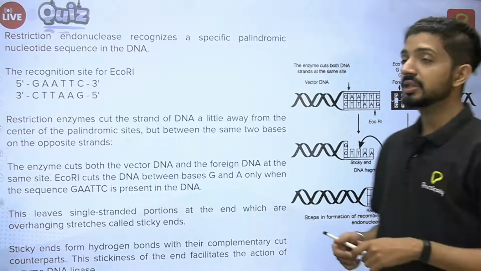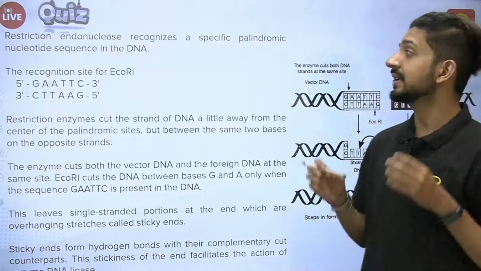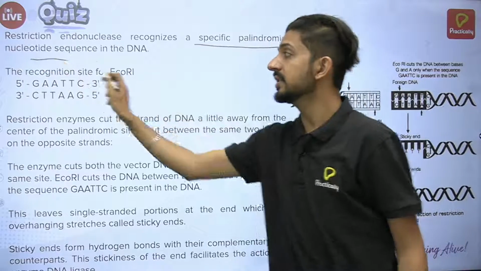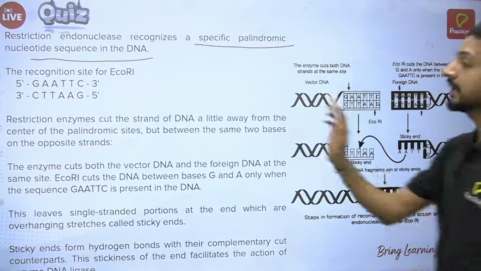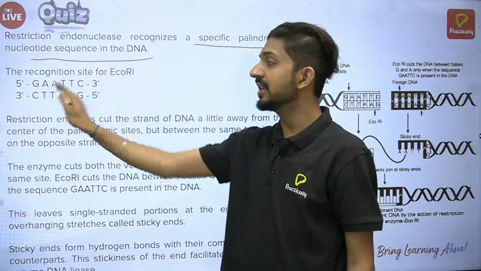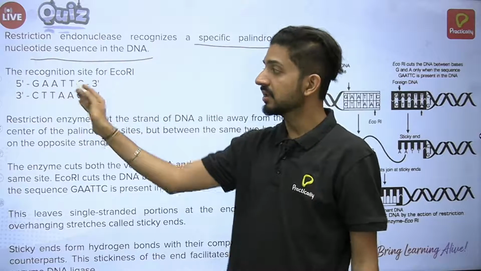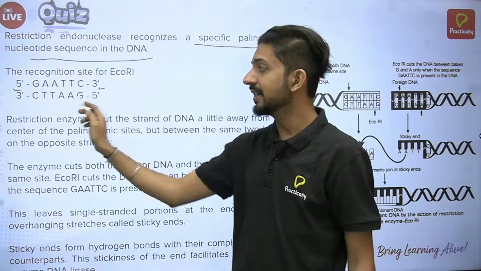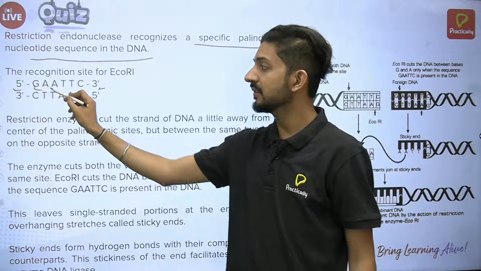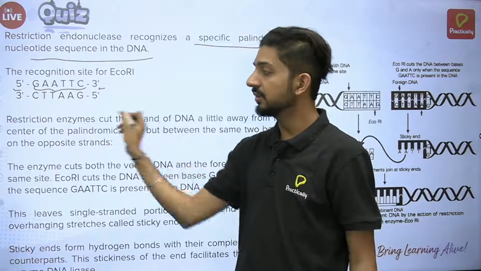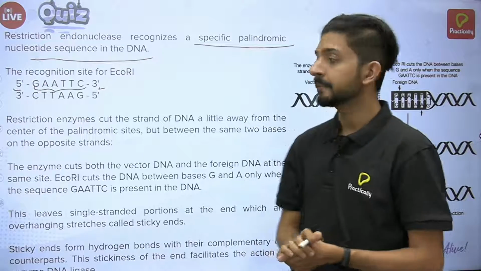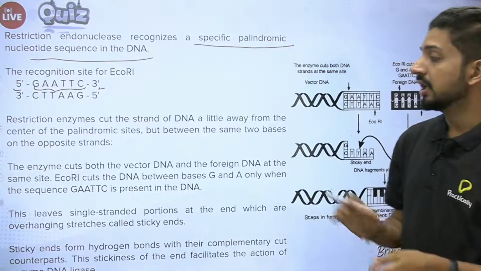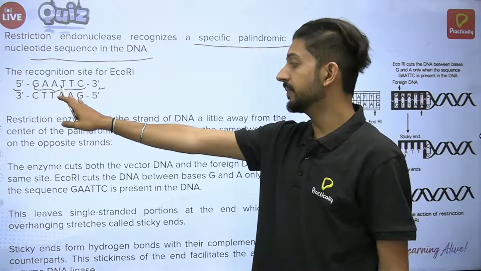First we need to tell what a restriction enzyme is. It is basically an enzyme which recognizes a specific palindromic nucleotide sequence in DNA. And we know that the recognition sequence for EcoR1 is GAATTC from 5' to 3' end, and from the opposite side we'll have the same sequence. So just remember this much sequence, and you only have to write it reversed from the other side. Now, the restriction enzyme is going to cut the DNA strand at certain points within the palindromic site.